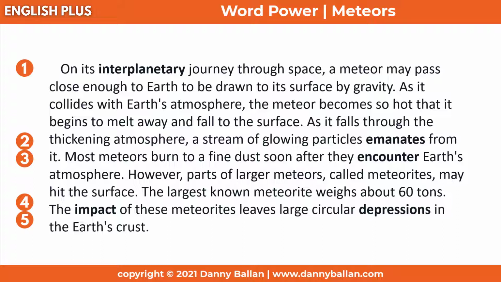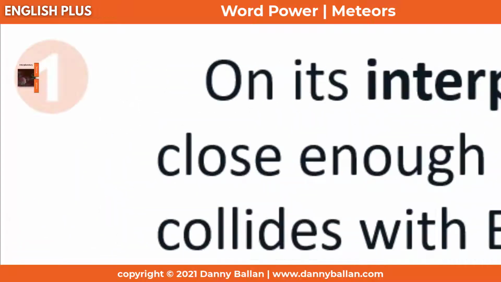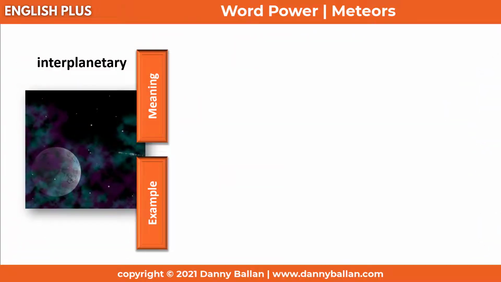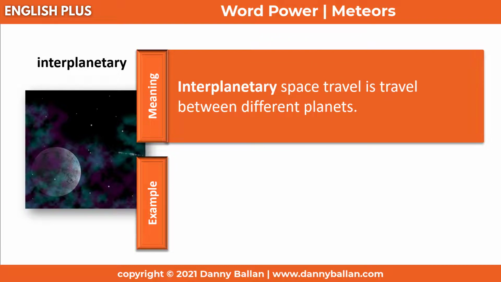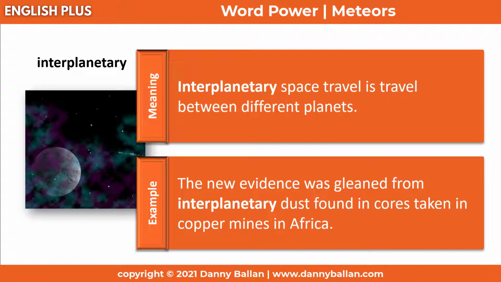In the text, we said, on its interplanetary journey through space, a meteor may pass close enough to Earth to be drawn to its surface by gravity. So, the word of focus here is interplanetary. That might sound like a big word, but actually it comes from planet. It's interplanetary. So, what does that mean? Interplanetary space travel is travel between different planets. So, interplanetary, that means between planets. That's the word. For example, we can say the new evidence was gleaned from interplanetary dust found in cores taken in copper mines in Africa.